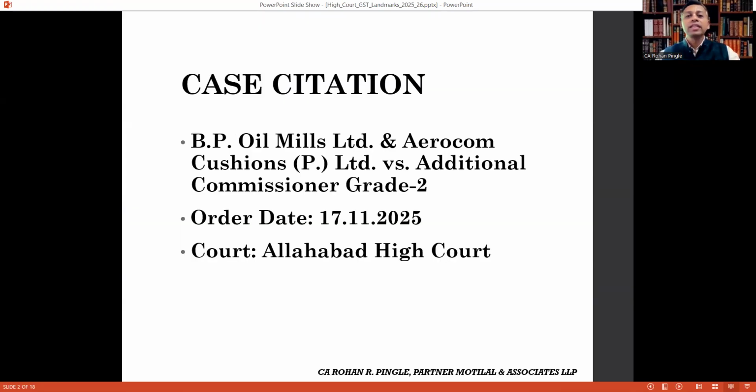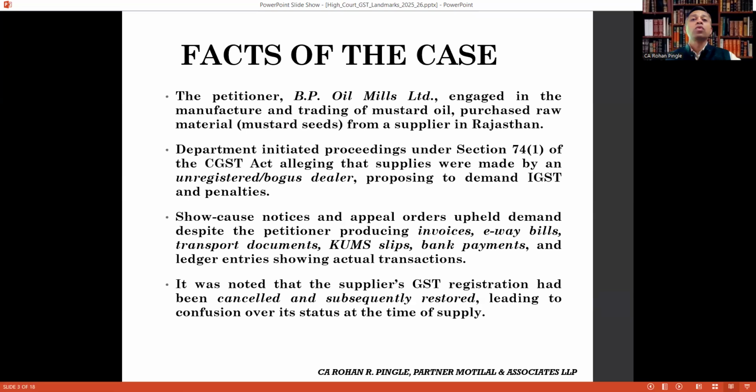So let's see the first case for today's discussion. The first case is BP Oil Mills Limited and Aircom Cushions Private Limited versus Additional Commissioner Grade 2, and the order date is 17th November 2025. The court involved was the Allahabad High Court. Let's understand the facts of the case. The petitioner, BP Oil Mills Limited, is engaged in what? Manufacture and trading of mustard oil, and purchased raw material from a supplier in Rajasthan.